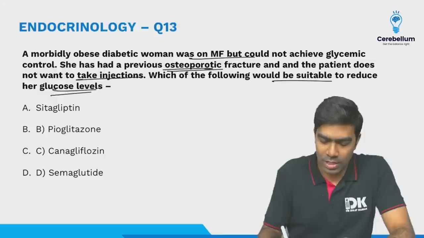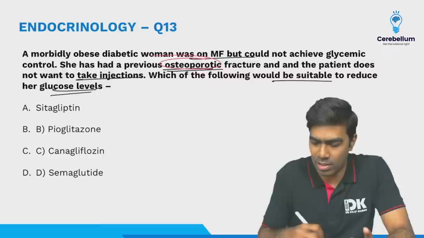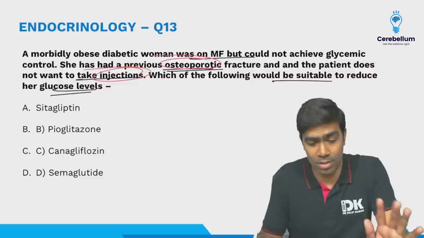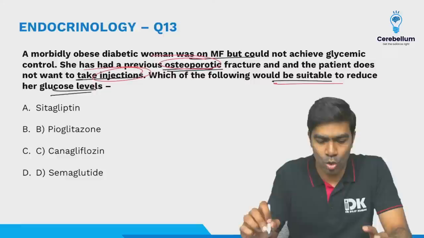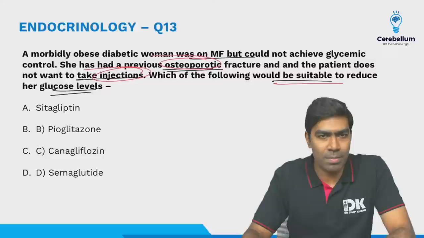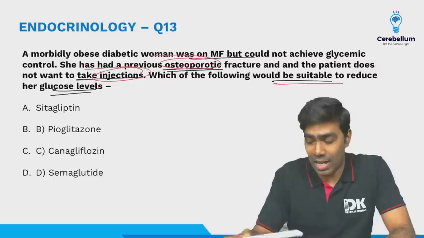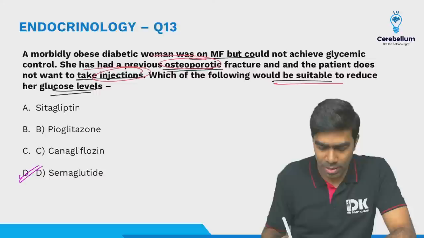So she is morbidly obese, on metformin but could not achieve good control. She had an osteoporotic fracture in the past but does not want to take injections. She does not want injections. Note that point. Which of the following will be suitable to reduce her glucose levels? Sitagliptin, pioglitazone, canagliflozin or semaglutide. So the right answer for this question is option D, semaglutide. Okay, that's the right answer.